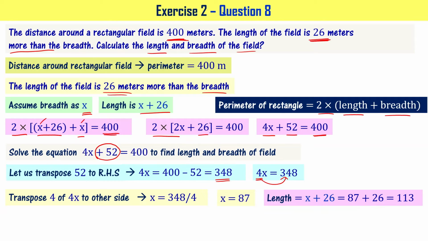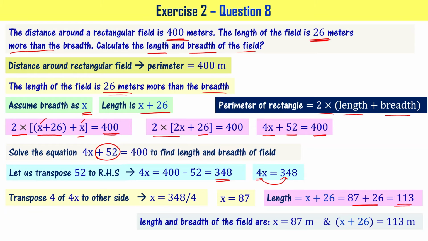Now length is x plus 26. It means 87 plus 26, right? When you add 26 to 87, you get 113. So to answer the question, you say length and breadth of the field are 87 meters actually is the breadth and 113 meters is the length, right? You say this is breadth and length. Breadth and length of the field are 87 meters and 113 meters.